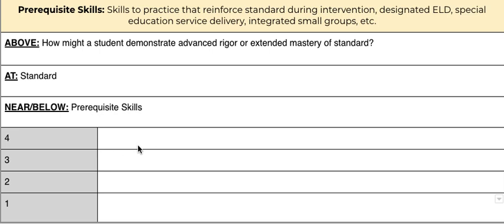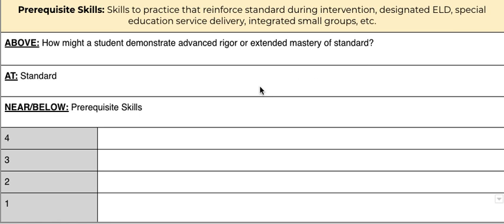And so this is a place for us to think about, well, where are the gaps? What are the skill sets or prerequisite skills that kids are missing? And to help reinforce those skills during times of intervention. And so the first section here is, above standard, how might a student demonstrate advanced rigor or extended mastery of the standard? So when kids already understand a concept, how do we go above and beyond for them?